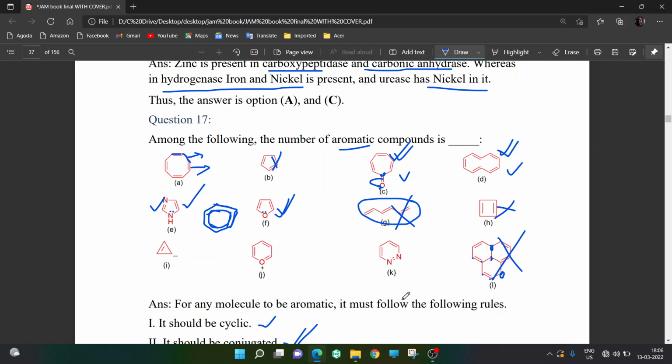This is 4 electrons, so it is anti-aromatic. Okay, it follows the 4n rule. Again this will lose its planarity, and you can see that single bond and double bond will be different. And this is again 4 electrons, 1 2 3 4, so this is not aromatic, this is rather anti-aromatic. Here it is 6 electrons, here also it is 6 electrons. So the aromatic systems are C, D, E, F, J and K, that is 6. So the answer is 6.